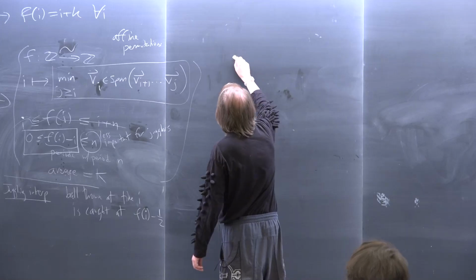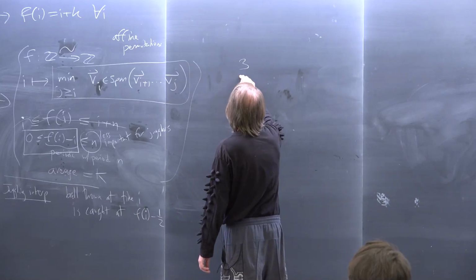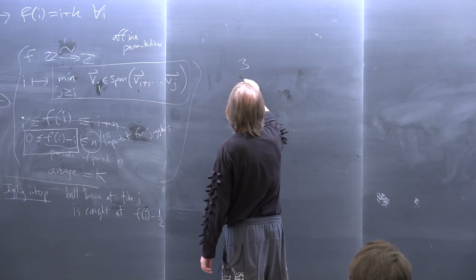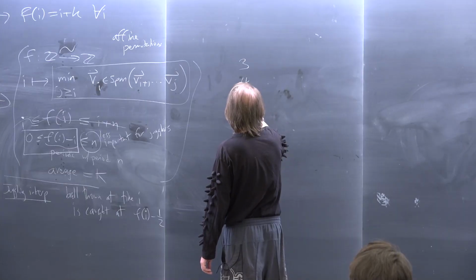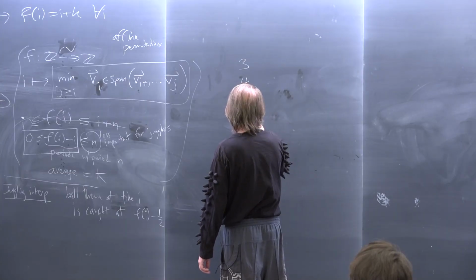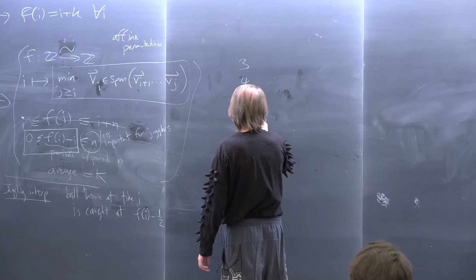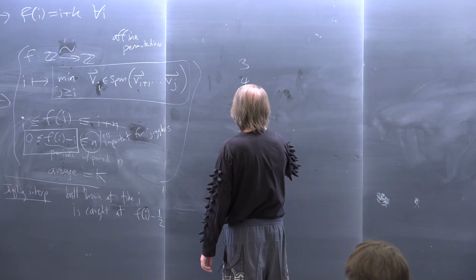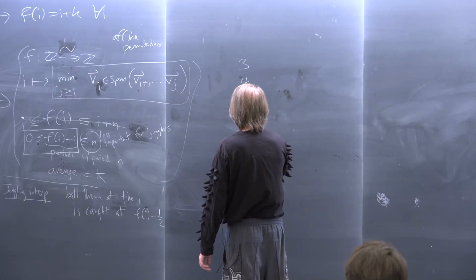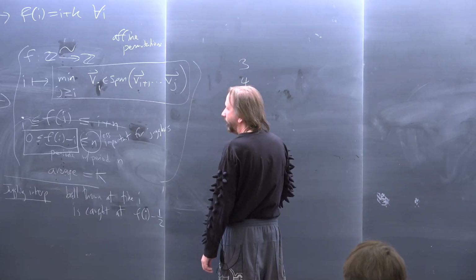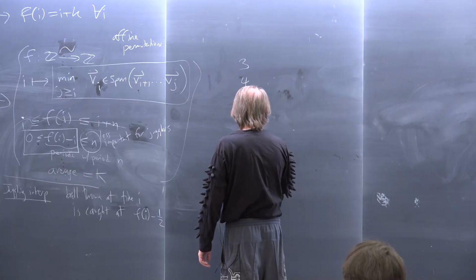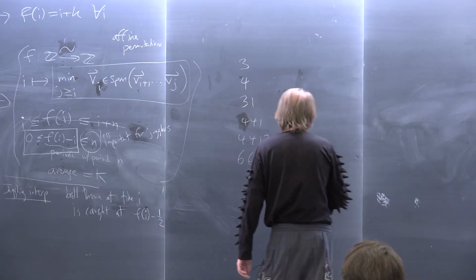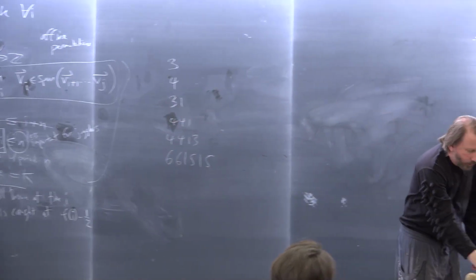All right, so I'm going to write down some examples. 3, 4, 3, 1, 4, 4, 1, 4, 4, 1, 3. I guess at some point I should do 6, 6, 1, 5, 1, 5. Okay, let's start with those.